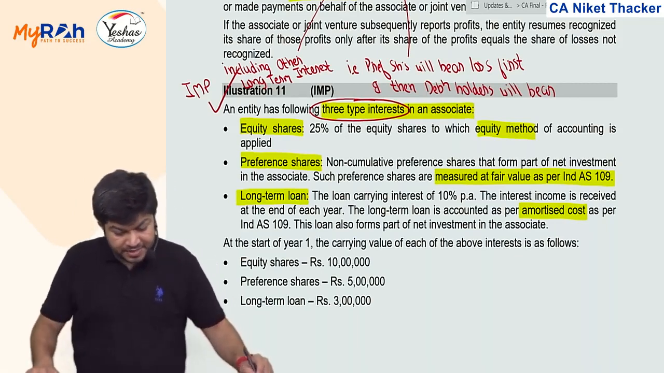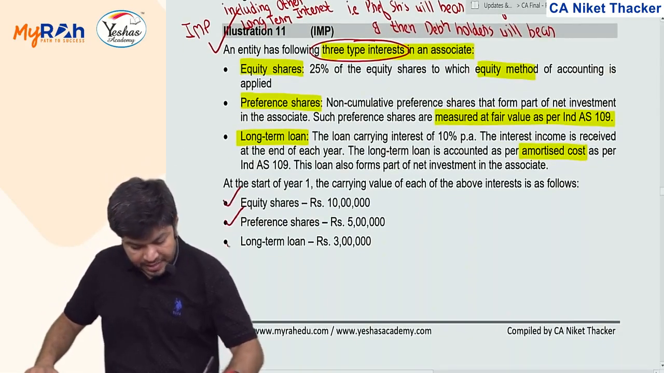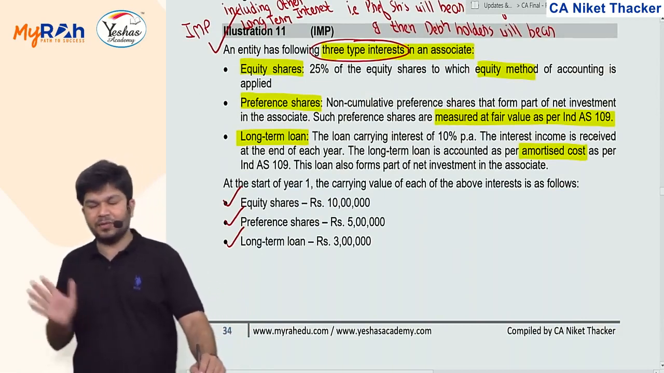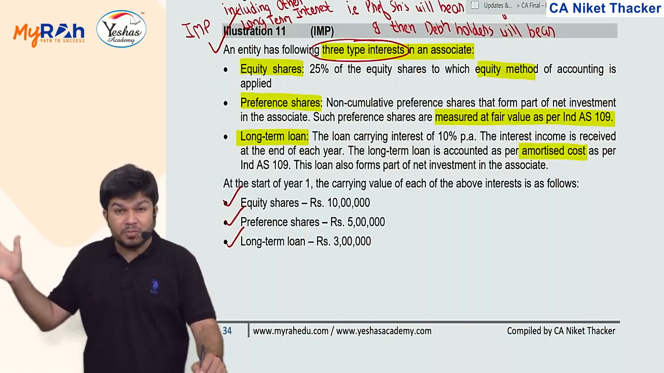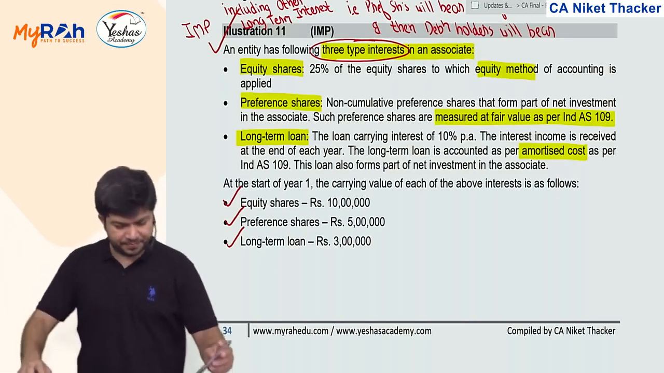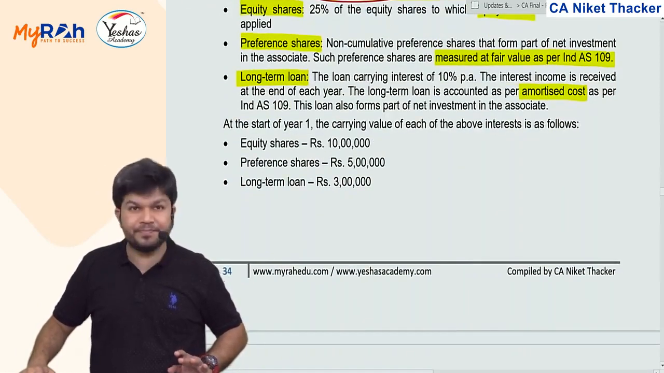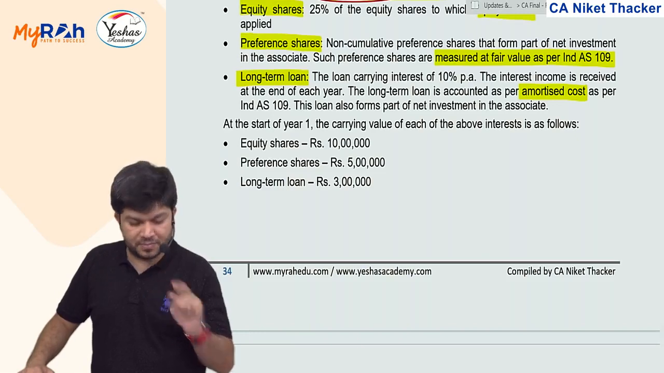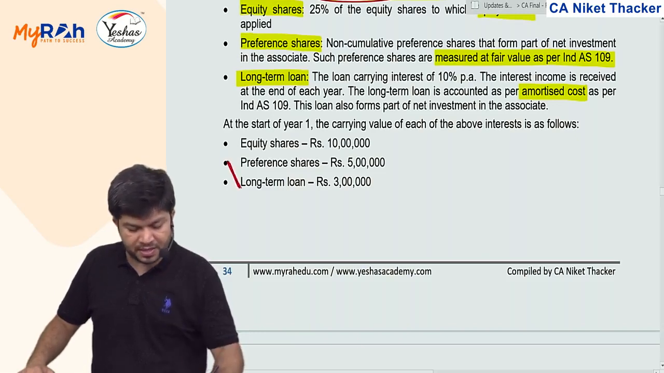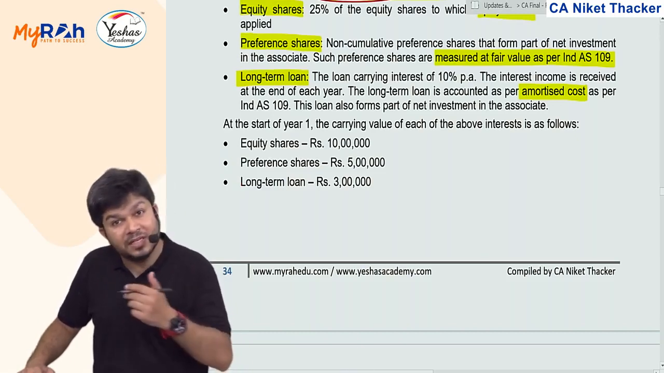At the start, the carrying amount is 10 lakh, 5 lakh, 3 lakh. I have investment in equity shares, investment in preference shares, and a long-term loan given to the associate. For long-term interest, that is preference and long-term loan, first apply 109, then you can use them for Ind AS 28.